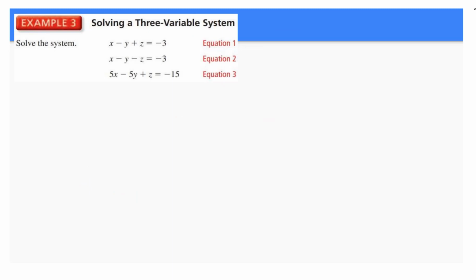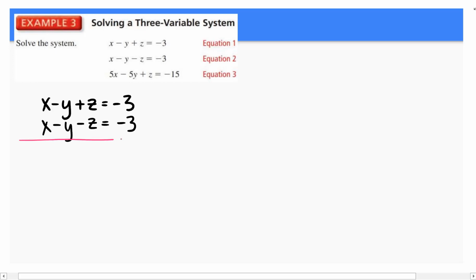My first step is to eliminate one of the variables. I see that I have a +1z in the first equation, a -1z in the second, and a +1z in the third. Oh, this looks like we don't even have to multiply. So the first step I'm going to do is add equation 1 and equation 2. When we add these equations, we eliminate our z variable. And here we've created equation 4.